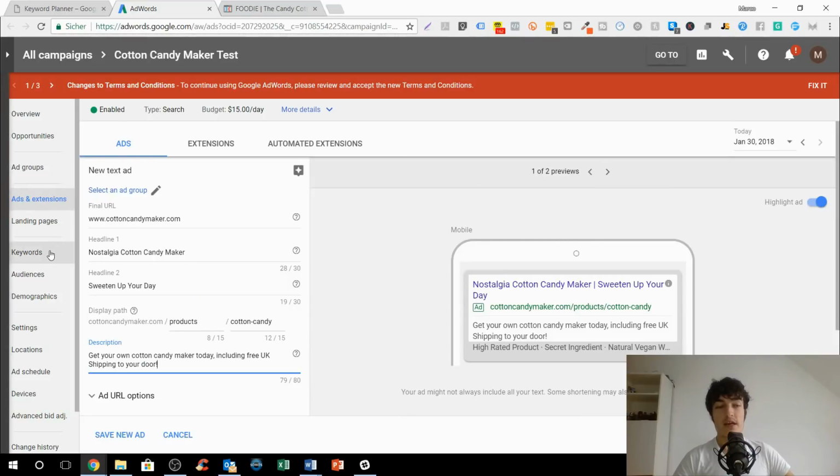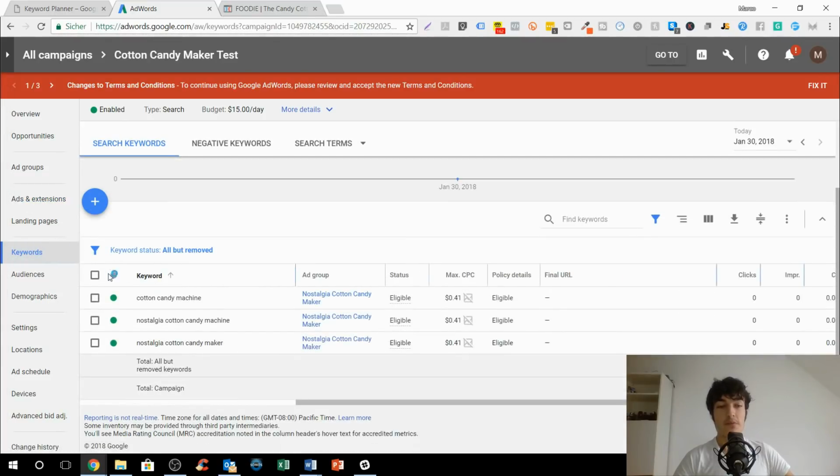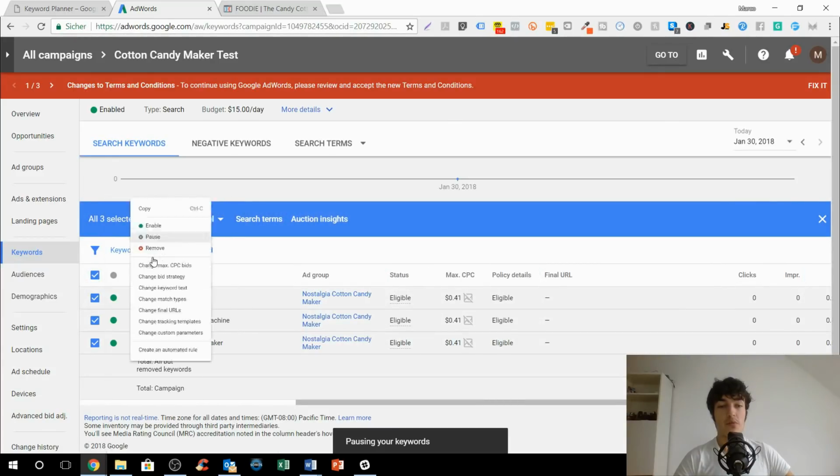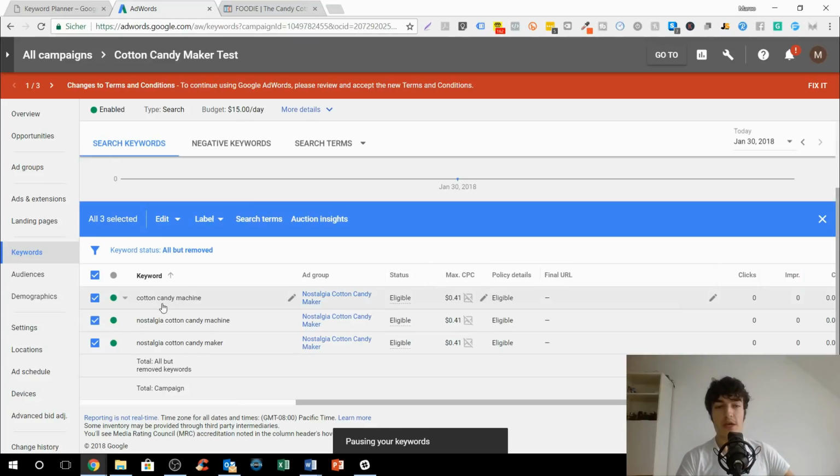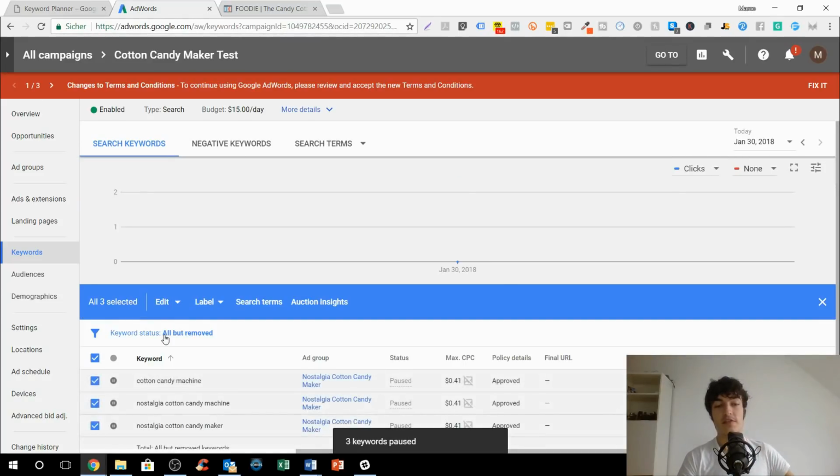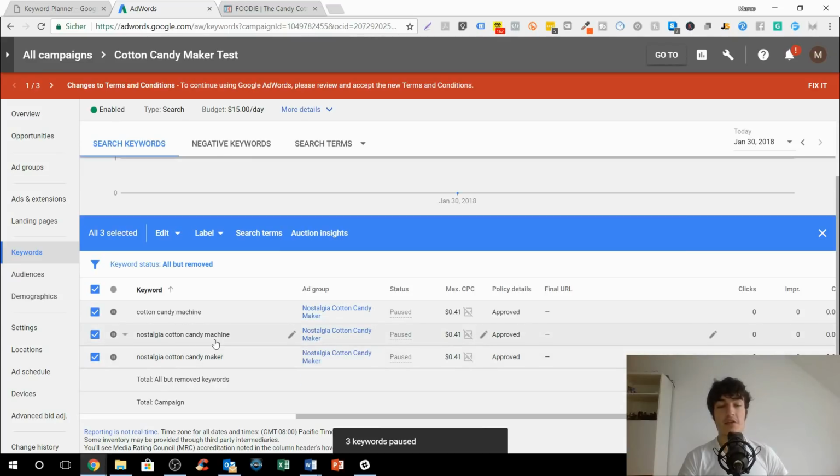And one last thing that I want to talk about now are keyword match types, because what we have right now here is, first let me also pause these keywords. We have now 3 keywords, but they are all in broad match. So cotton candy machine, nostalgia cotton candy, and nostalgia cotton candy maker.